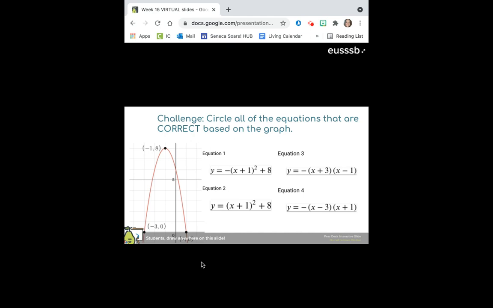So you're going to circle all of the equations that are correct for that graph. Yeah, go ahead. Is the first one a 2 or a 1, because I can't see it? Oh, for the x-intercept, it's a 1. It's a 1? Yes.